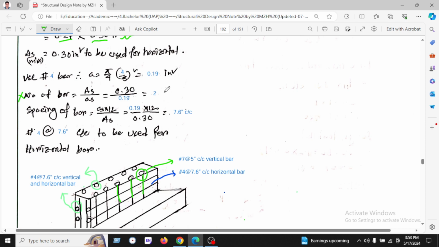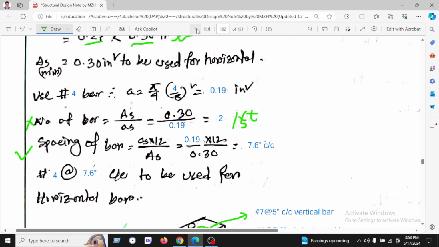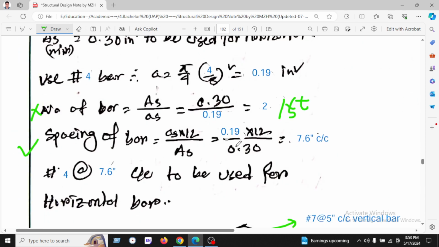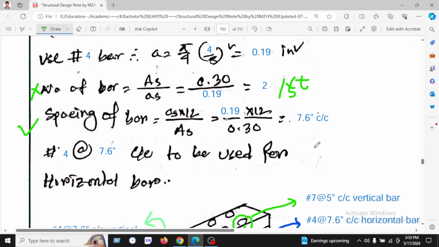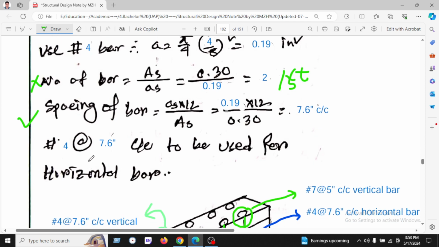It is 2 bars per foot, but we don't need it. We will not calculate it. Rather, we will use the spacing of bar as 0.19 into 12 divided by As, which is 7.6 inches center to center. So we can write number 4 bar at the rate of 7 inches center to center.